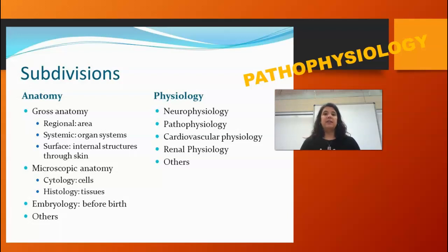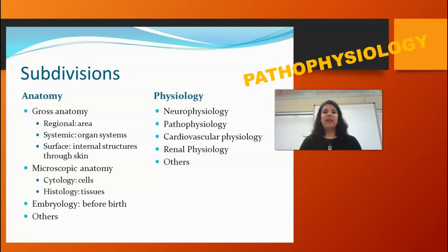We also have microscopic anatomy, so that's going to be looking at cells and looking at tissues and the characteristics of those two things. So cytology is cells and histology is tissues. There's also embryology, which is going to be looking at all of the structures before birth. And then physiology, typically we're going to focus or divide physiology into categories based on systemic systems.